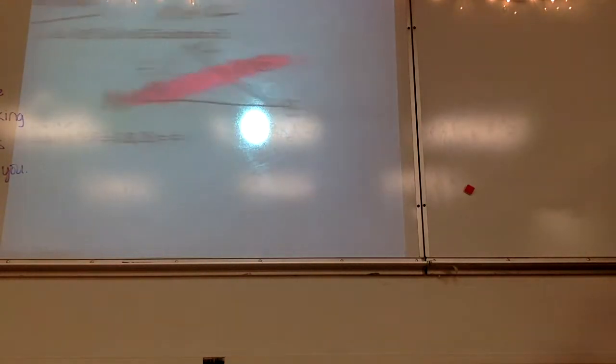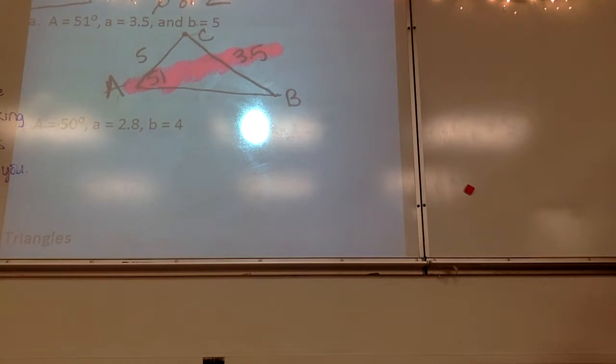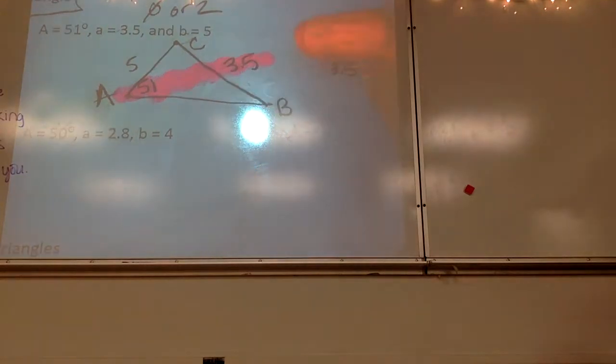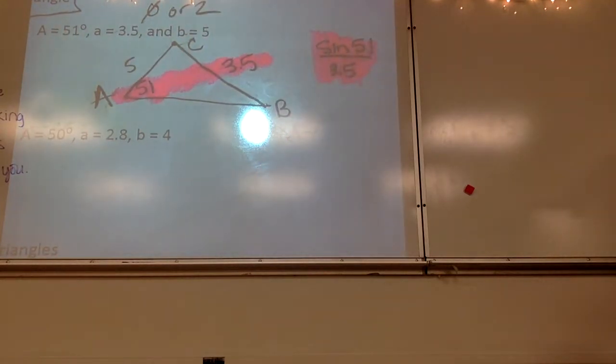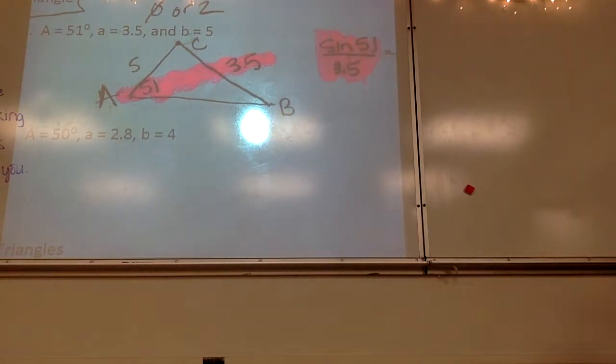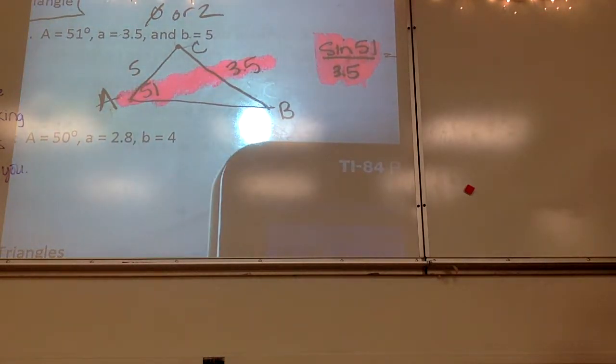What's our first ratio for the law of sines? Sine 51 over 3.5. Good. Sine of 51 over 3.5 is equal to what? Sine B over 5. Anytime you're looking for an angle, be prepared to use inverse trig. So we're going to do that again now. So let's take our calculators out.